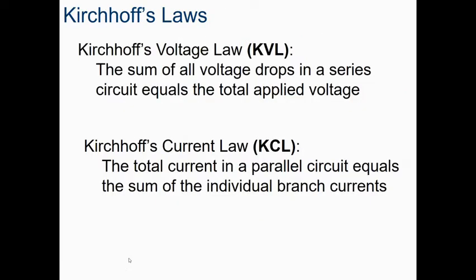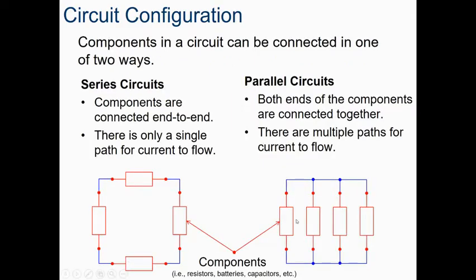So Kirchhoff's current law for a parallel circuit says that the total current in a parallel circuit equals the sum of the individual branch currents. So again, let's go back to that picture. Assuming our first one is a battery, the other 3 are resistors. If we are electrons leaving this, we all have to come out of this battery. But then at this first branch point, some of those electrons go down this path and some go this way.